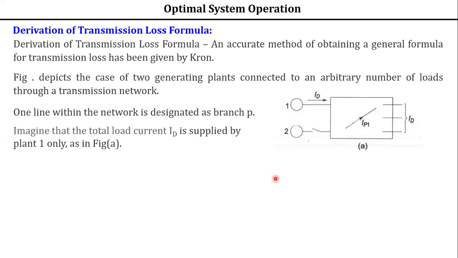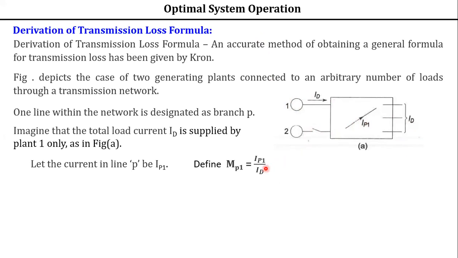Now under this condition, as I already told, the entire load current ID is supplied from plant 1. Plant 2 is open, isn't it? This is the case we are going to deal with. Therefore, let the current in line P, that is branch P, be IP1.